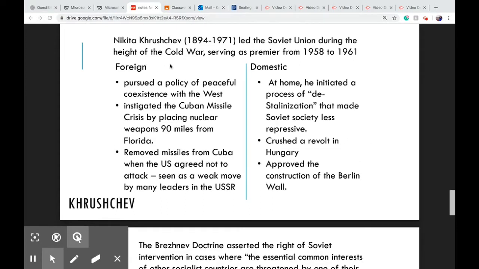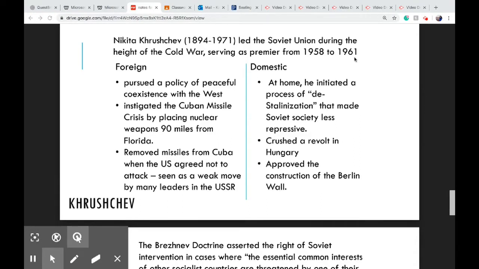So Nikita Khrushchev, in terms of foreign policy, pursued a policy of peaceful coexistence with the West, again trying to save face after Stalin's rule had ended in 1953. He instigated the Cuban Missile Crisis by placing weapons in Cuba, and because of the peaceful resolution to that, as I said before, he was less than respected by foreign leaders throughout the world and by influential people within the Soviet Union. So his rule was pretty short-lived, as you can see here.